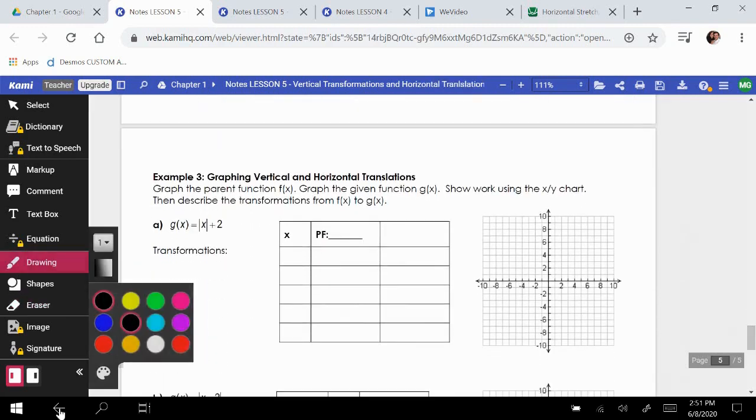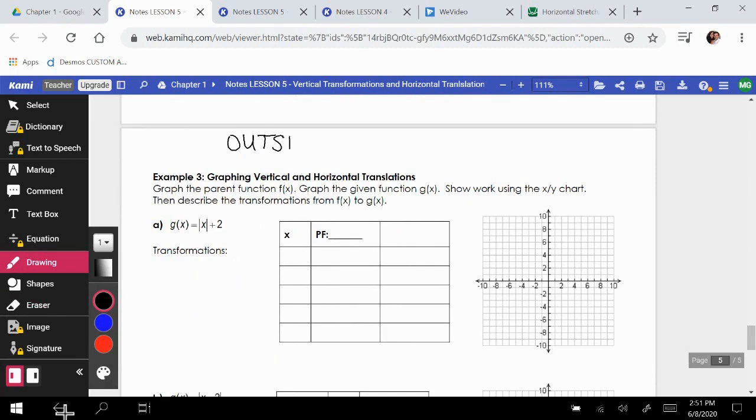Okay, just a quick review. If we see a transformation that is outside of the absolute value bars, is it going to be a horizontal or vertical transformation? That's going to be vertical, right? And it's going to change the y values. That little triangle means delta, so it means change the y.